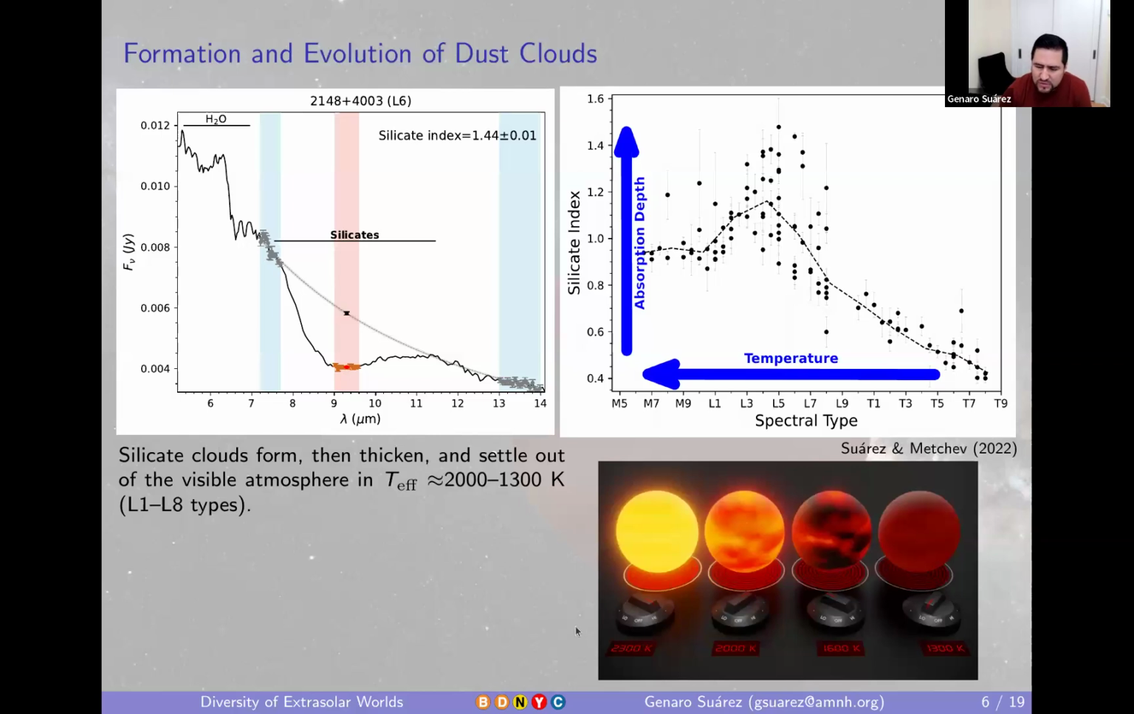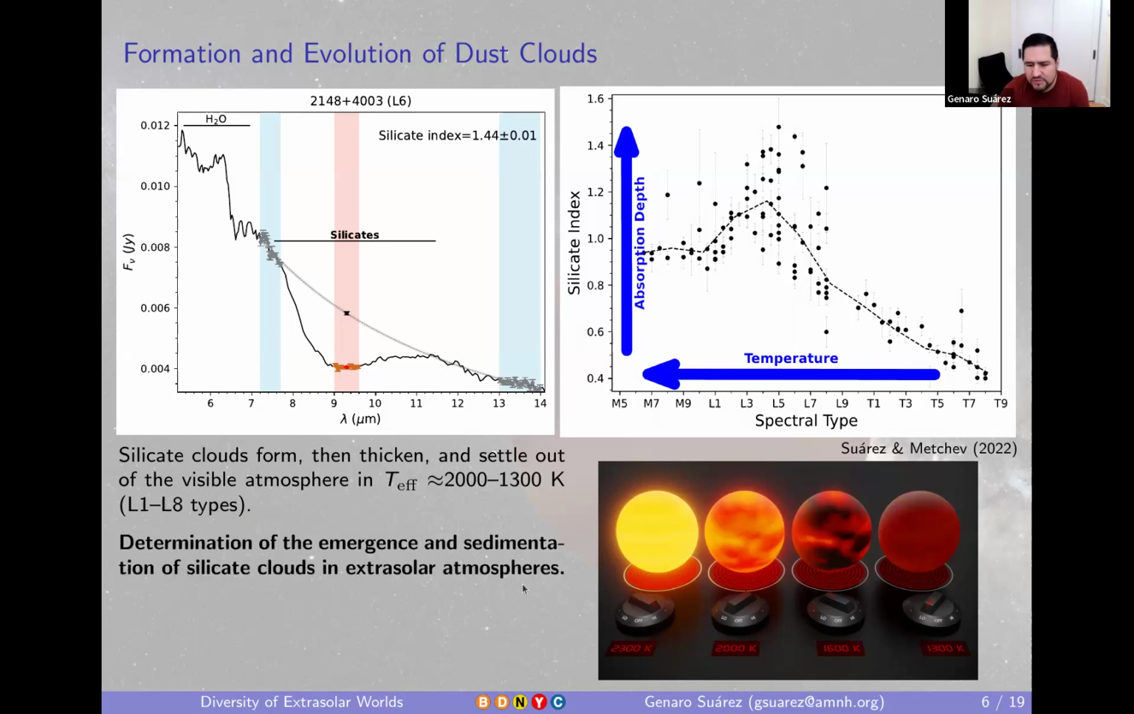So this is an illustration from a NASA press release on this result to interpret it. When the atmosphere is too hot, silicate ingredients are in a gaseous state. But once the atmosphere cools enough, silicate clouds can condense and form, and those clouds get more opaque in the atmosphere as it cools, and then the clouds eventually sediment from the atmosphere. So this result represents the first observational determination of the emergence and sedimentation of silicate clouds in the atmosphere of warm extrasolar worlds.